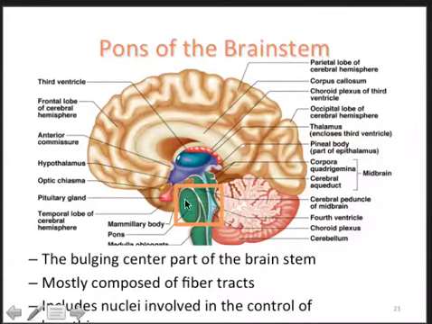Notice again the pituitary gland, the hypothalamus, the thalamus, and of course up here what we have is the corpus callosum. Those are the commissural tracts that allow the left and the right half of the brain, the two cerebral hemispheres, to communicate with each other so that we can perform coordinated activity.